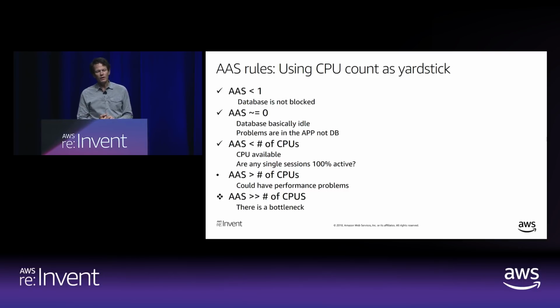Now, the next to last point, once the average active sessions starts to go past the number of vCPUs, then we get into bottleneck territory. And then last point, when average active sessions is way above the vCPU line, there is a bottleneck, and we want to investigate and find out why.